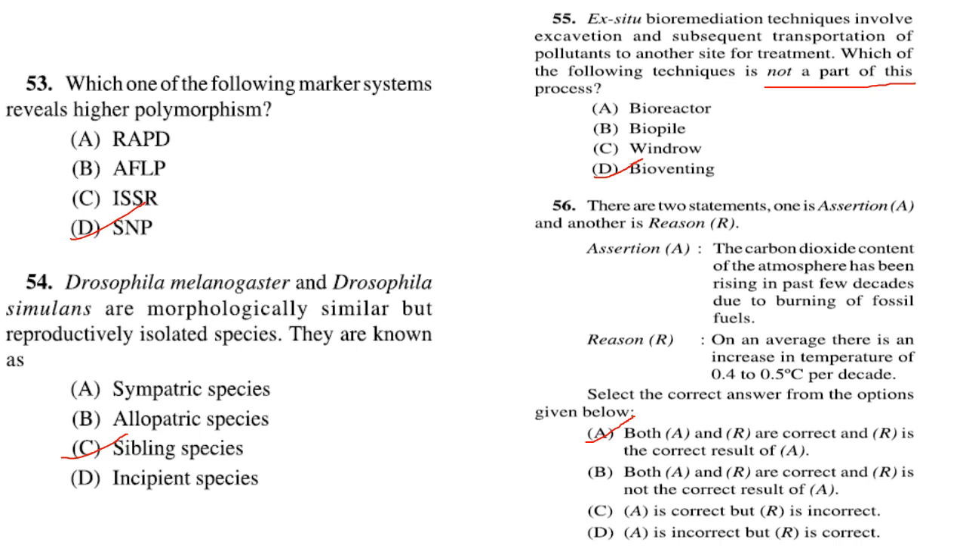Allopatric species arise because of geographical separation between the two populations. And sibling species are morphologically similar but reproductively isolated. So here they have told they are morphologically similar but reproductively isolated. So they are sibling species. Answer is option C.